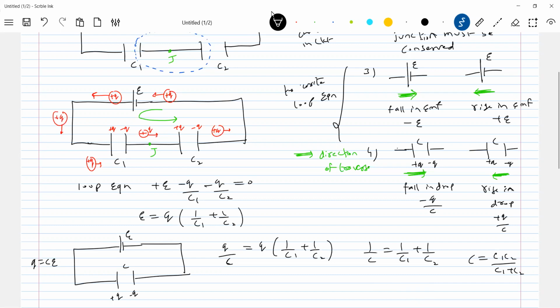Now, further we'll go for potential differences also. Whatever the drops, V1, V2. Potential divider, how will the potential divider take its form?